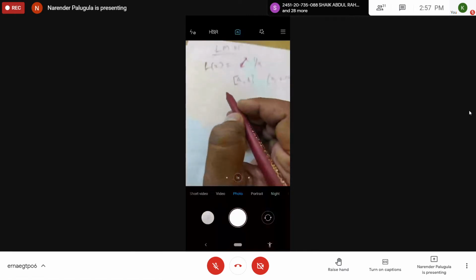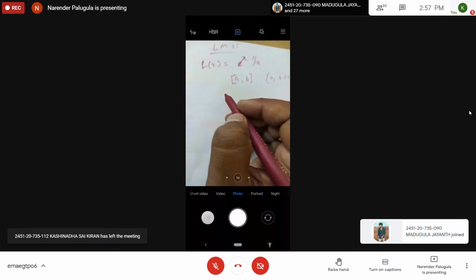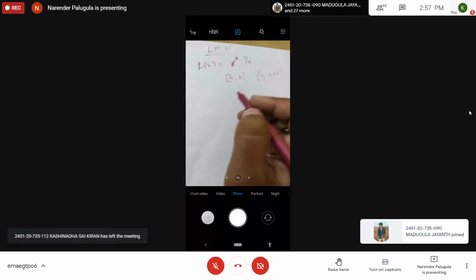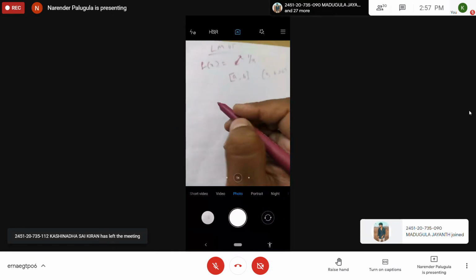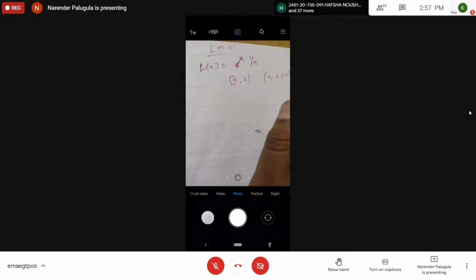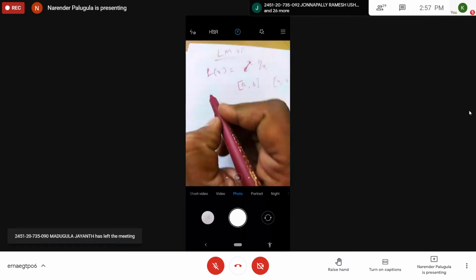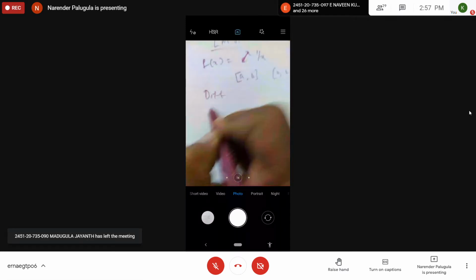What are the conditions we need to verify, ma? What are the conditions of Lagrange's theorem? Students, please try to be with me. Differentiable, continuous. Yes, both, only two. In Rolle's theorem, there are three conditions: differentiable, continuous, and equality. Here we need to verify only differentiability and continuity.